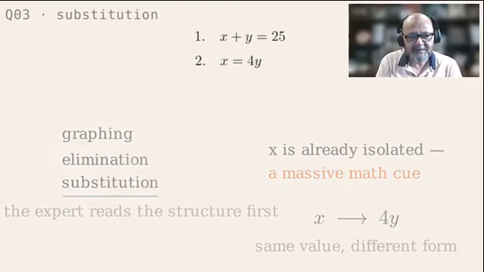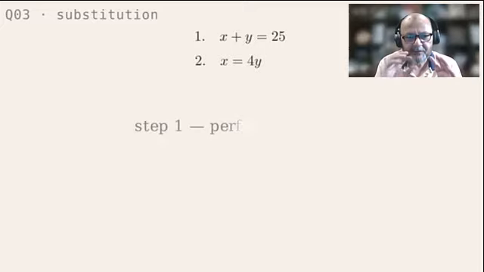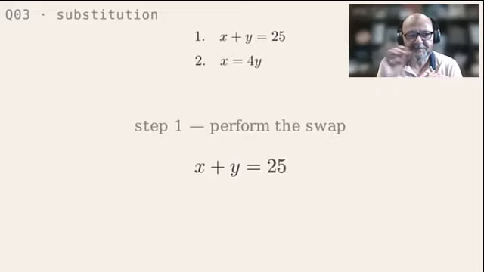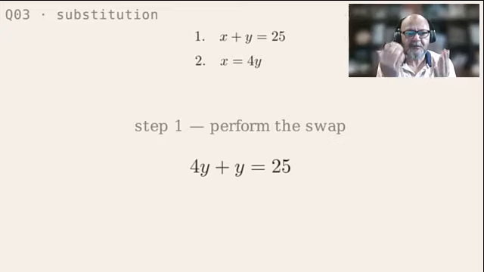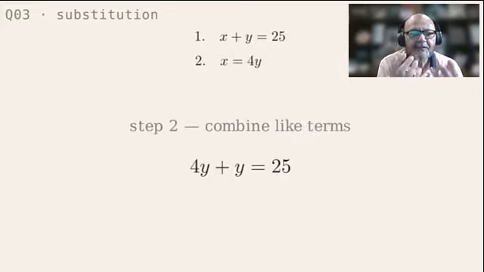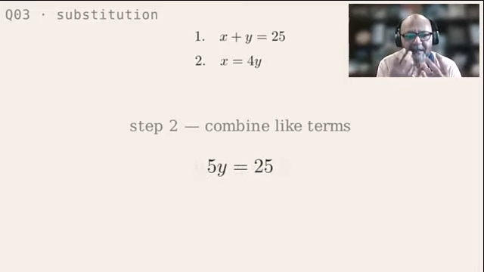All right, now let's solve it step by step. Step one, we take our first clue, x plus y equals 25, and replace the x with its disguised value, 4y. So the equation transforms from x plus y equals 25 into 4y plus y equals 25. Now, step two, we're back to basic arithmetic. If you have four of something and you add one more of that thing, you have five of that thing. So 4y plus 1y becomes 5y, and our equation is now 5y equals 25.